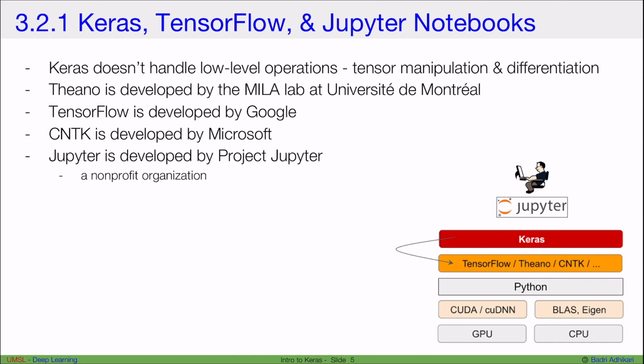Let's look at where Keras sits in terms of the overall software architecture and maybe even hardware. Keras doesn't handle low-level operations, for example, tensor manipulation, differentiation, all those things. Keras assumes that the underlying library does that. Two of the libraries that do this are Theano and TensorFlow. TensorFlow is developed by Google.